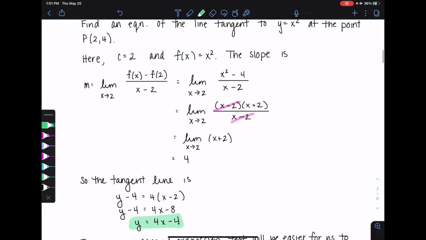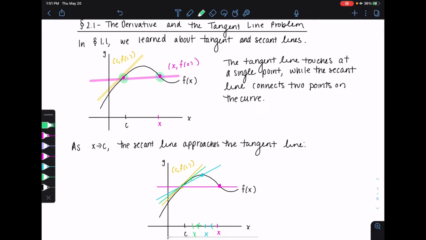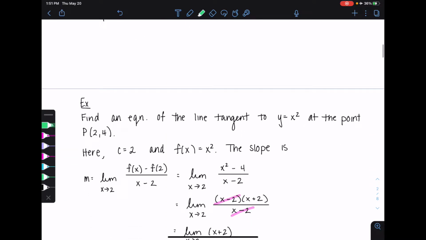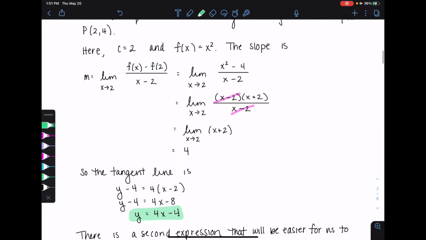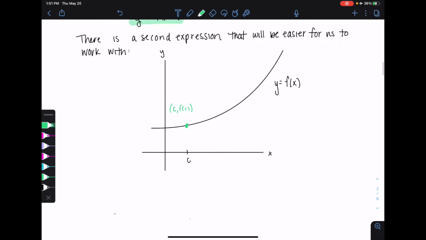So this process is quite tedious, trying to calculate this slope for every single point, calculating a limit. It is difficult. So instead, I don't really want to go through this process where I'm finding the slope at a particular point. Instead, what I want to do is look at a second expression that's going to be a little bit easier. And it's going to give us a more general approach in a few minutes. So really, there's a second expression that will be easier for us to work with.